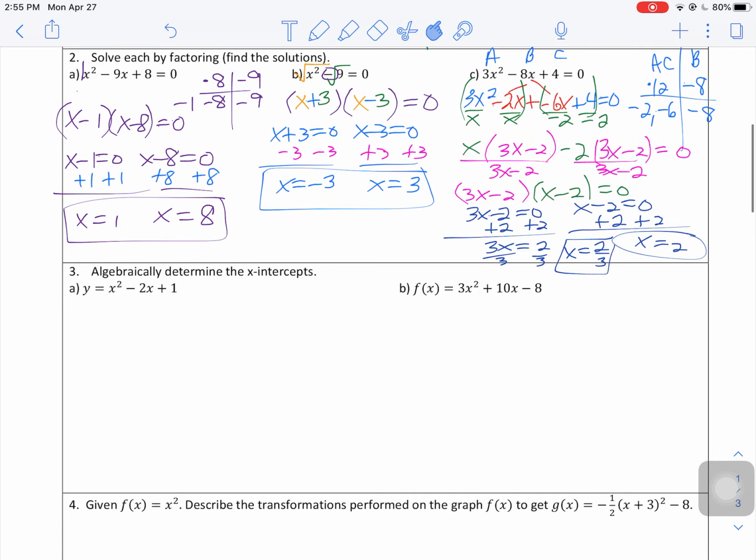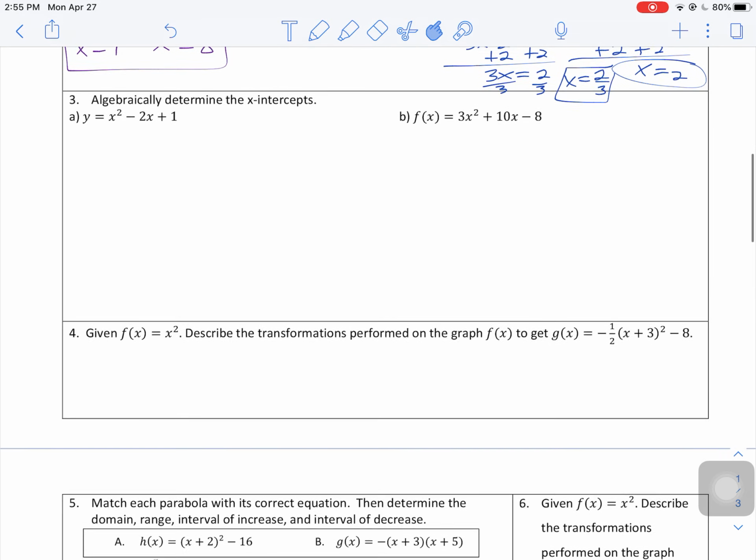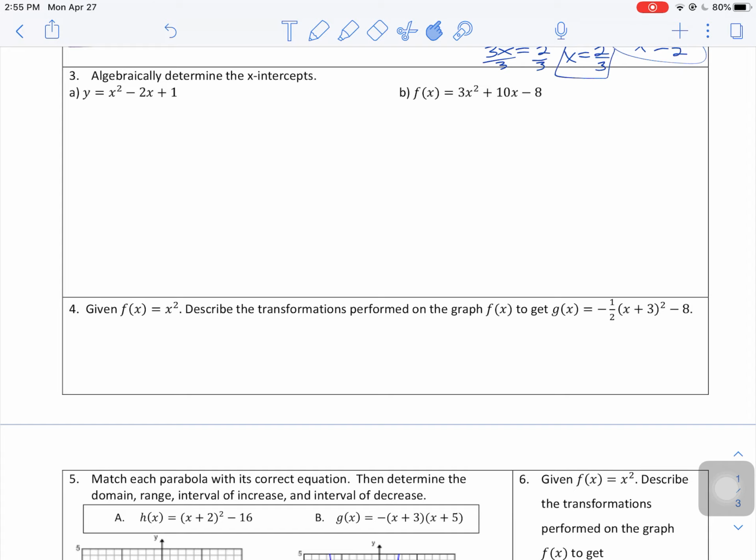For number 3, algebraically determine the x-intercepts. So if you're on the x-axis of a graph, you haven't gone up, you haven't gone down, so your y-coordinate has to be 0. So you're going to let y equal 0, and then you're just going to solve for x, just like we did in the 3 previous problems on number 2.